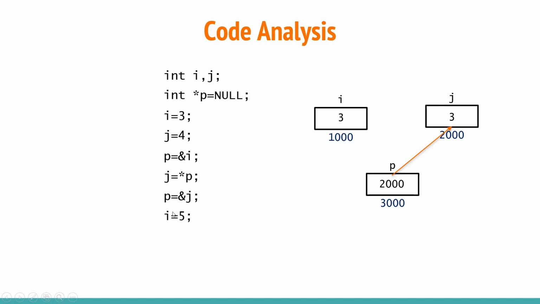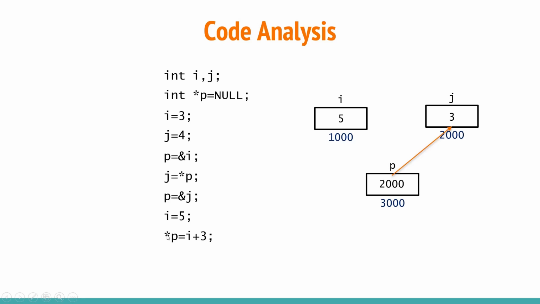Next, I am making i equal to 5. So the previous value of 3 gets modified to 5. Next, I write star p equal to i plus 3. What does this mean? What is the value of i? Currently it is 5, and to that you add 3, it becomes 8. So you just guess where this value of 8 gets copied to.